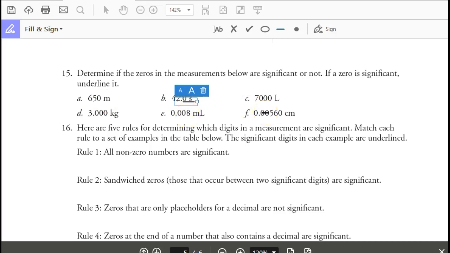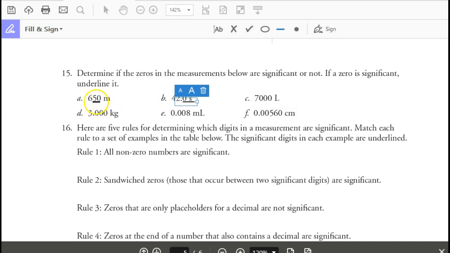So 42.0 seconds. That one does count. There's a decimal point here, so you know that they placed it there for a reason, and it's to estimate to the next place. For this one, again, it's an implied decimal. So for this one, these zeros are not significant.